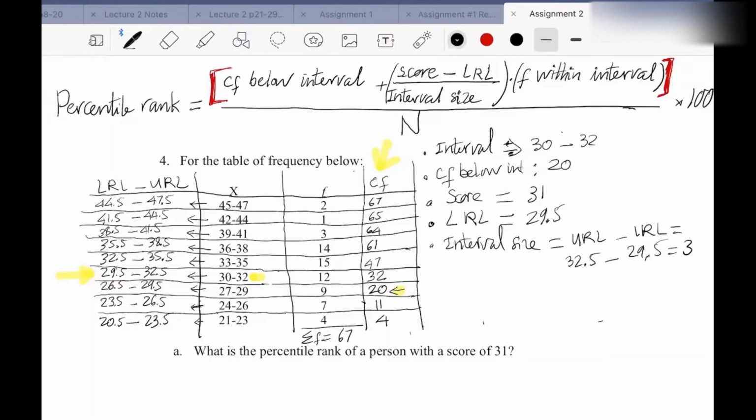Okay. But if you use the original interval, then you have to list all the numbers. Then you have to list 30, 31, 32. Okay, so it should be 3 numbers. So in this case, the interval size is 3. But I think the better way to find the interval size is by using the limits, the upper limit and the lower limit. Okay.